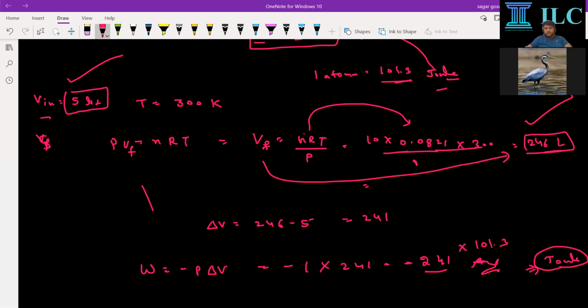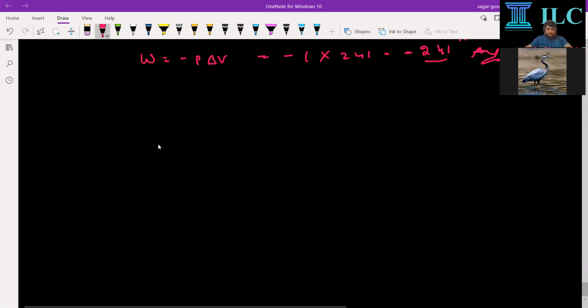According to the first law of thermodynamics, what is the formula for the first law? Delta U equals Q plus W. Very good. So now you have to solve a question for me.